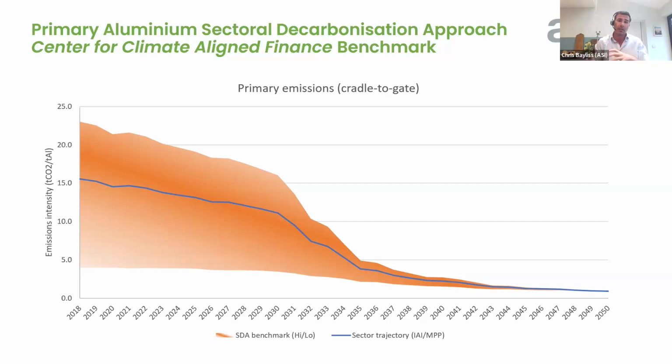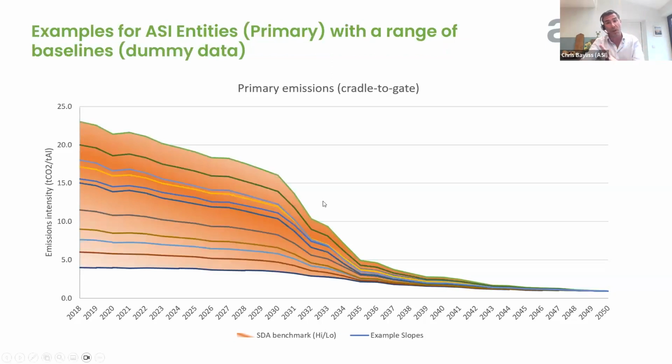It wasn't produced by ASI, it's been taken from IAI's work, which ultimately flows from the International Energy Agency's net zero emissions scenario. And in orange, you can see, at least in the baseline year, the spread of performance in the globe today, from sub 4 tons per ton for hydropowered smelters, highly efficient, using lowest carbon alumina, all the way up to more than 20 tons per ton for coal-fired smelters using higher intensity precursor materials.